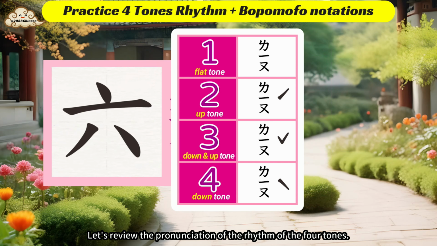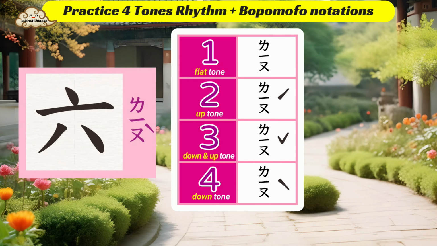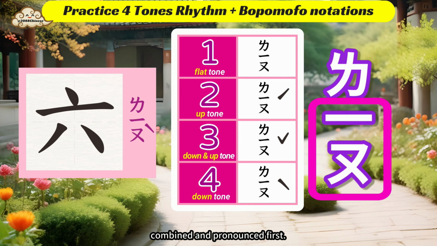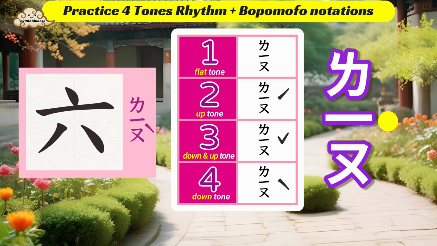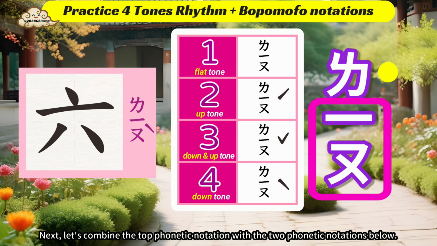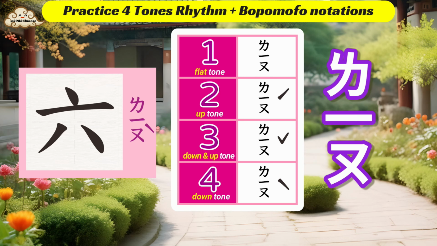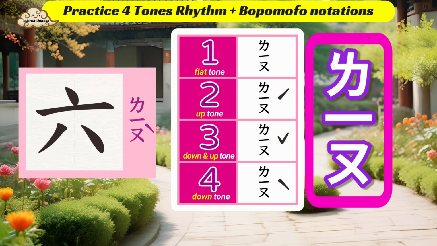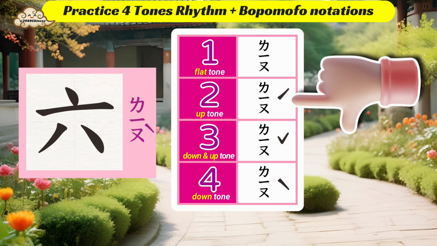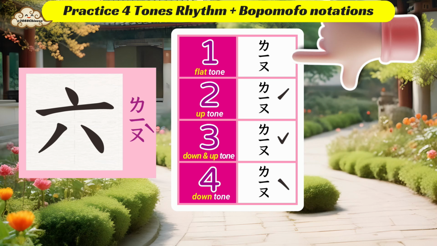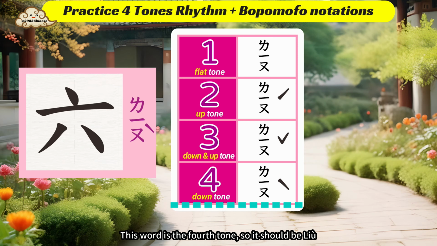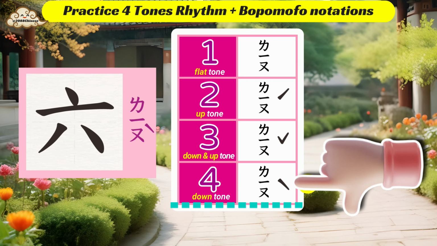Let's review the pronunciation of the rhythm of the 4 tones. When there are 3 phonetic notations, the lower 2 phonetic notations are combined and pronounced first. E, O, yo. Next, let's combine the top phonetic notation with the 2 phonetic notations below. L, yo, liu. Next, let's combine the tone with the notation. Liu, liu, liu. This word is the 4th tone, so it should be liu.